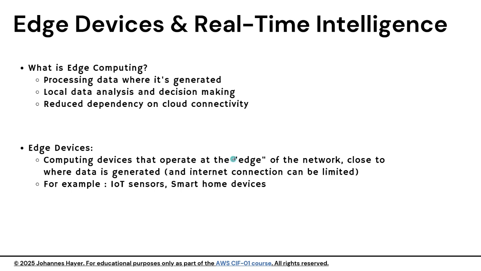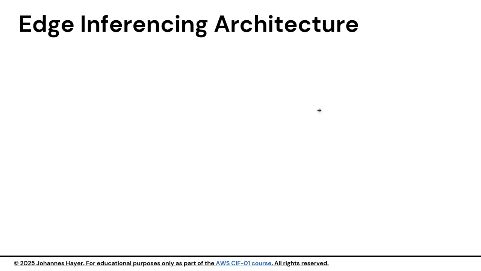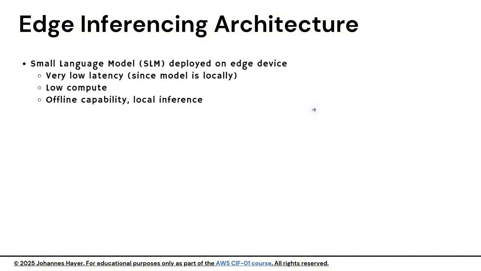on cloud connectivity. And this brings us to the two main approaches for deploying inference models: small language models on edge devices and large language models in the cloud. When we deploy a small language model on an edge device, we are optimizing for very low latency since the model runs locally. This means we can make predictions even without internet connectivity. However, we are limited by the device's computing power. So these models are typically smaller and more focused in their capabilities.